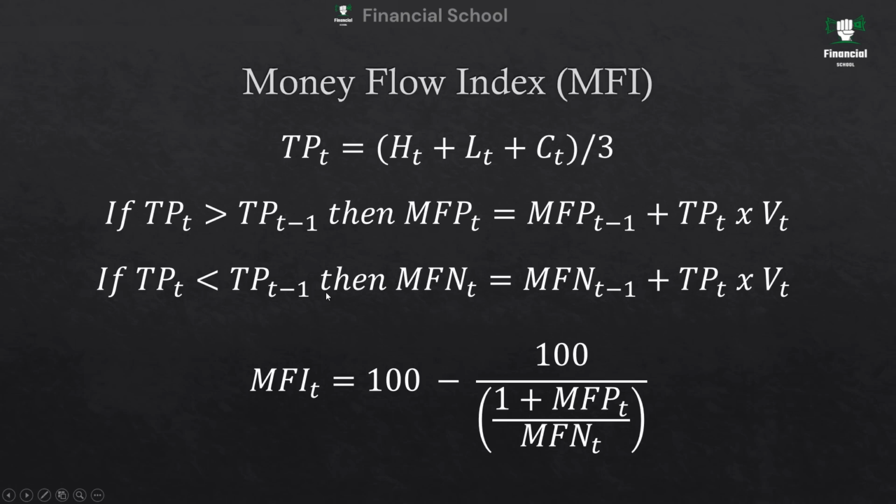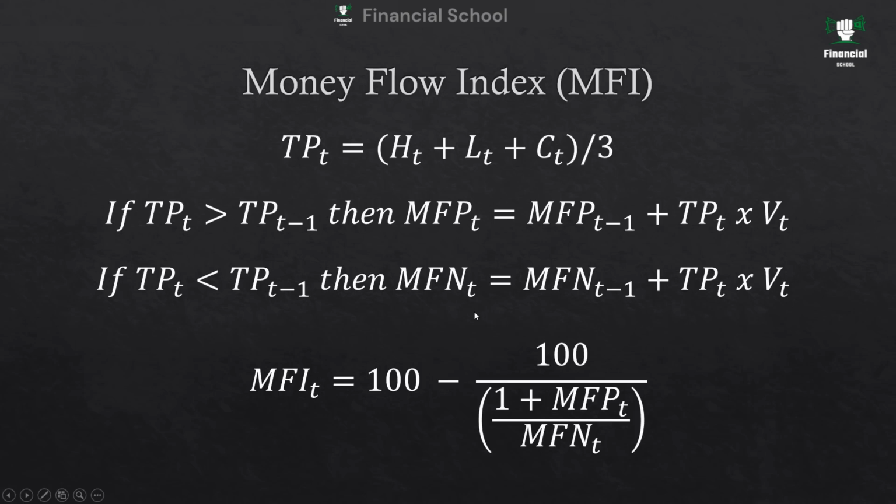The money flow index is calculated using a period like a moving average, unlike the OBV, for example, which is a cumulative indicator. If the current typical price is greater than the previous typical price, then the positive money flow is equal to the positive money flow in the previous period plus the current typical price times the current volume. If the current typical price is smaller than the previous typical price, then the negative money flow is equal to the negative money flow in the previous period plus the current typical price times the current volume.